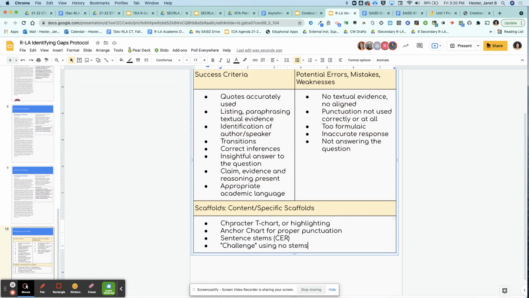Now, once we get through and get into our teaching, I think this is going to be a really good check-in point, and we're going to see if these potential errors actually were errors, and if these scaffolds worked, and if they didn't, how can we do better next time?